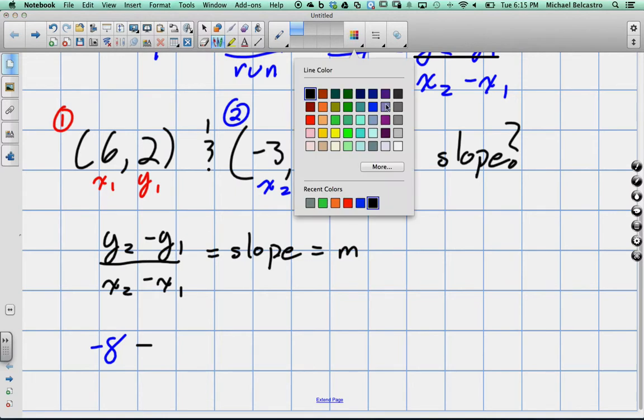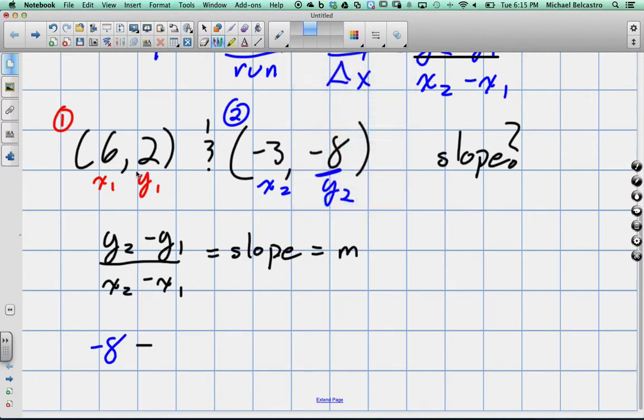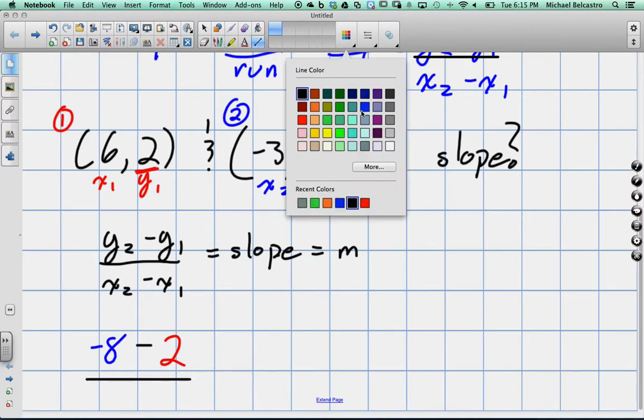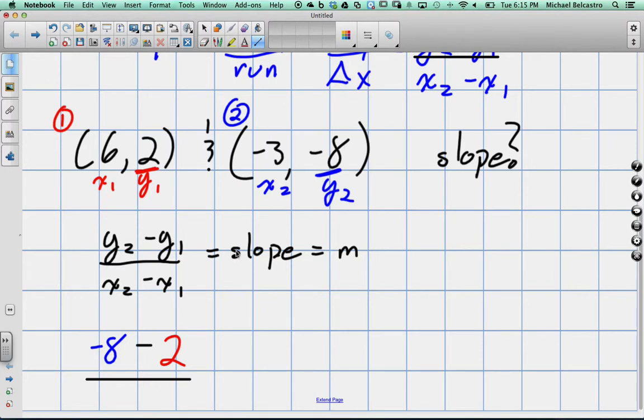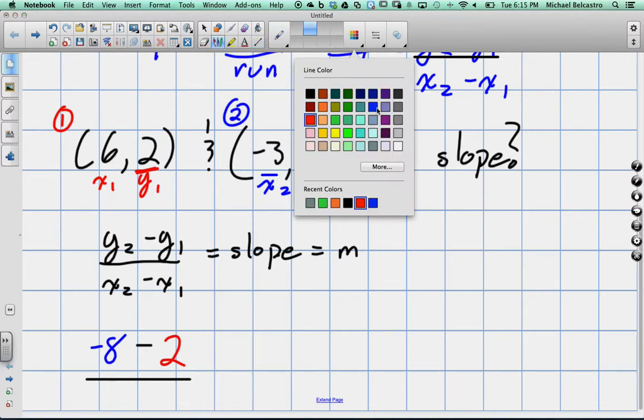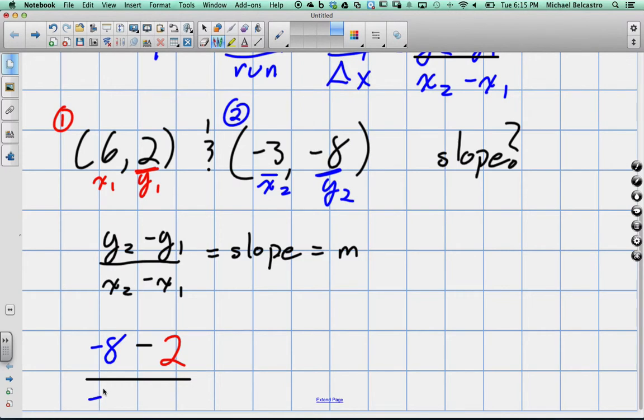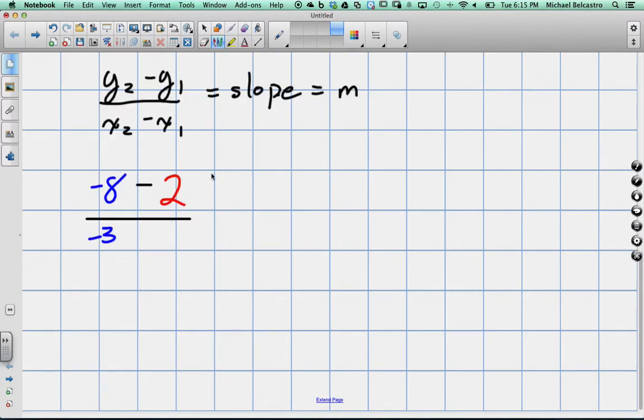Subtract. Try to color code this way. Positive 2, so we subtract positive 2. All divided by... I'm going to show you which one's the rise and which one's the run in a sec. And our x2, which was negative 3. Oops, I need the pen here. This was negative 3.